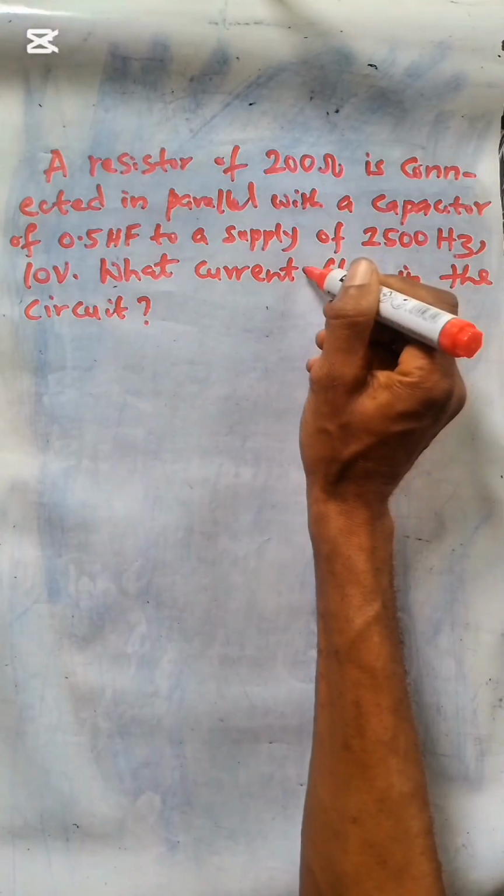So here you are having another question. It said a resistor of 200 ohms is connected in parallel with a capacitor of 0.5 microfarad to a supply of 2500 Hz and a voltage of 10 volts. What currents flow in the circuit? Now for us to do this, let's draw the circuit diagram for this.